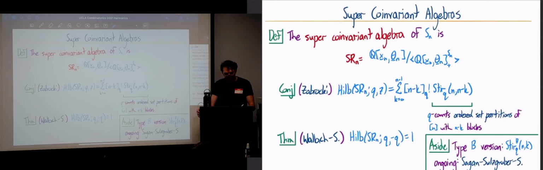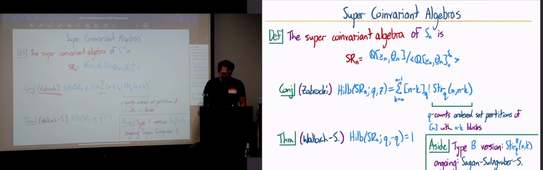And recently, a conjecture of Zabrocki introduced basically this object. I'll call it the super coinvariant algebra. So we take superspace, polynomial ring in these n commuting and n anti-commuting variables, and we quotient by the ideal generated by bihomogeneous non-constant diagonally symmetric super polynomials. Okay. So the overarching idea of the talk is that this is a very interesting object.